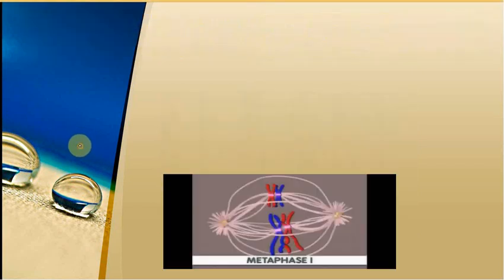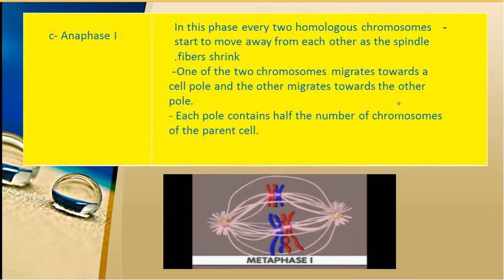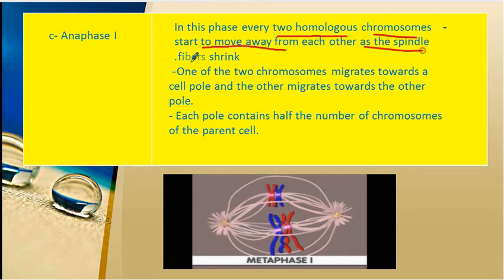And then we have anaphase. In anaphase 1, it's different than anaphase. In anaphase 1, every two homologous chromosomes start to move away from each other, where spindle fibers shrink. One of the two chromosomes migrates towards one cell pole, and the other moves to the other cell pole. Each pole contains half the number of chromosomes.